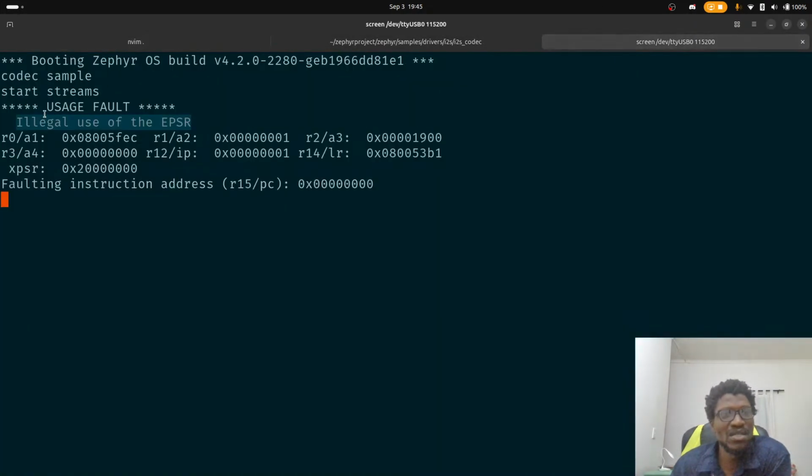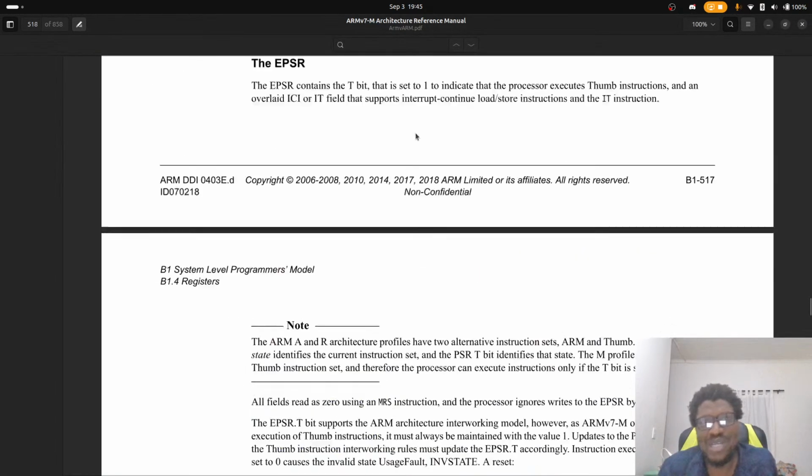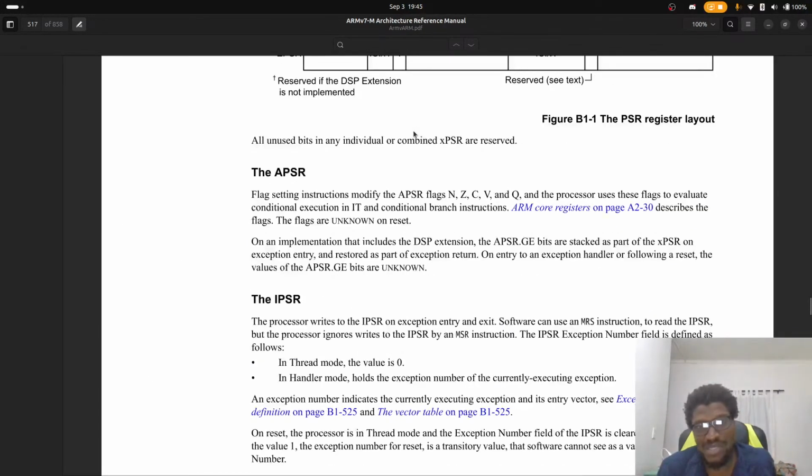of it. So we know illegal use of the EPSR. Already we know. Already this is telling us what has happened. And then it shows us R0, R1, R2, R3, R12, R14. These are the registers we used. And then it's showing us the XPSR register. So remember EPSR. And then we want to come back and go like, let's count some bits.